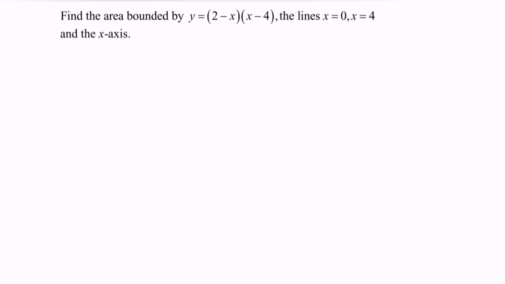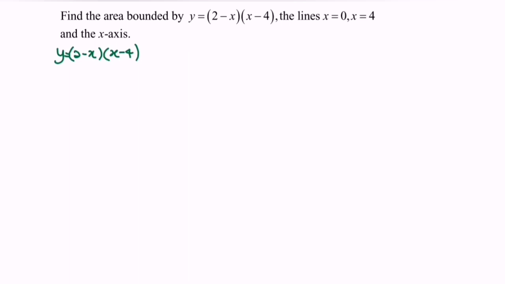Find the area bounded by y equals a quadratic function, the lines x equals 0 and x equals 4, and the x-axis. So kindly focus on the quadratic function, where we have y equals (2 minus x) multiplied with (x minus 4).